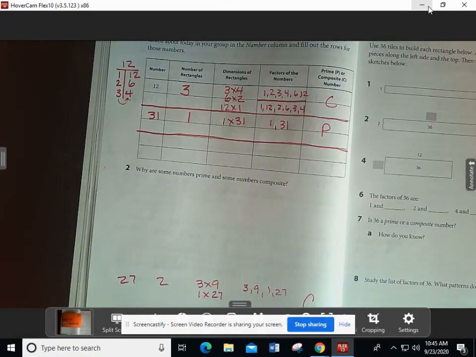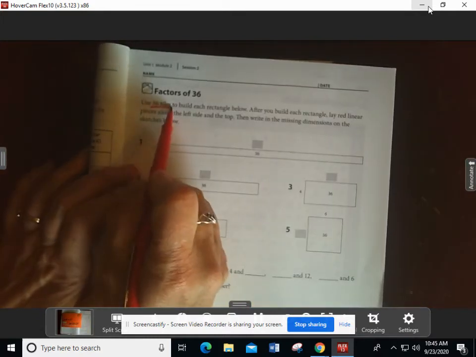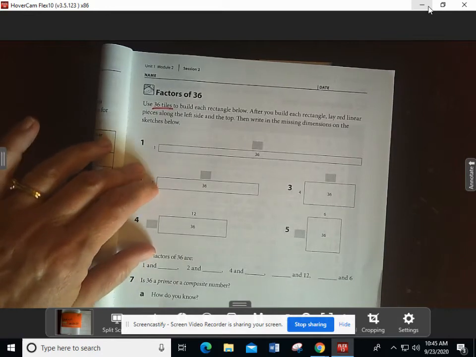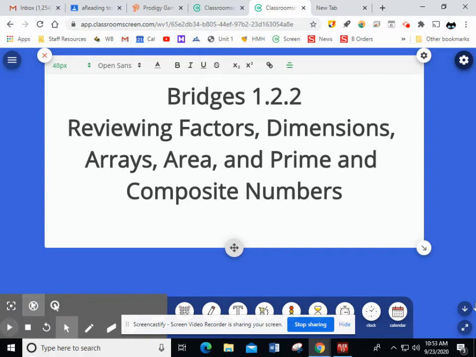Okay. Those of you out there, you now need 36 of something that are the same, like pennies, or if you have little tiles, great. The class is going to get out 36 tiles, so I am going to pause this while we get ready. Okay, everyone, we are back. It took us a while to get our 36 tiles out because that's a lot of tiles.